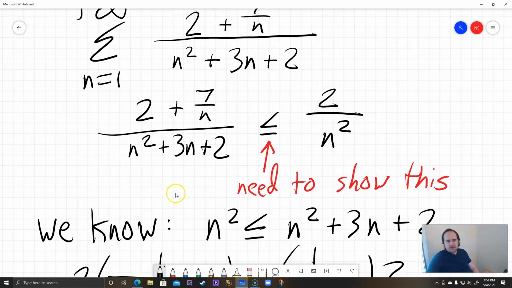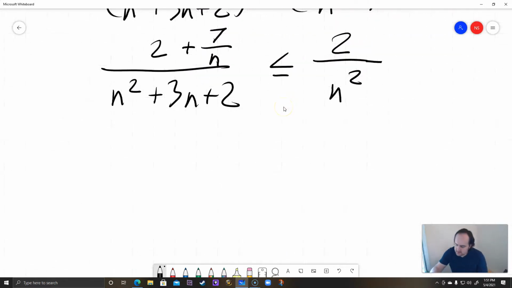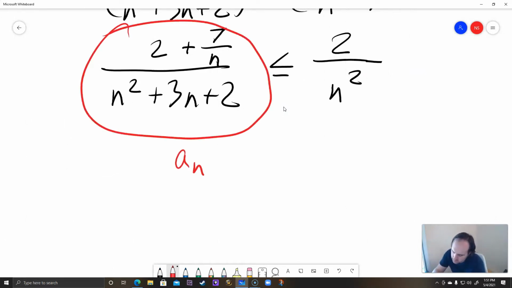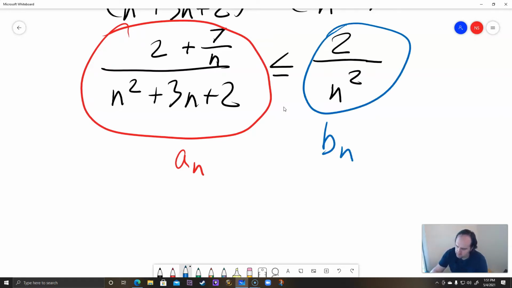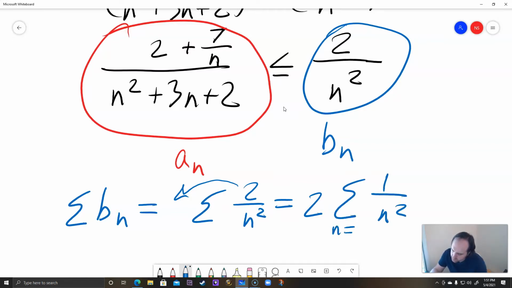Okay, so since we've shown that that is true, now we know that our a sub n is less than or equal to our b sub n. And then with b sub n, we know that the sum of b sub n is equal to the sum of 2 over n squared, which you can just factor out the 2. So we have 2 times the sum of 1 over n squared from n equals 1 to infinity.